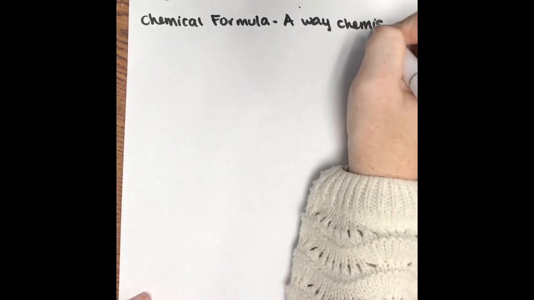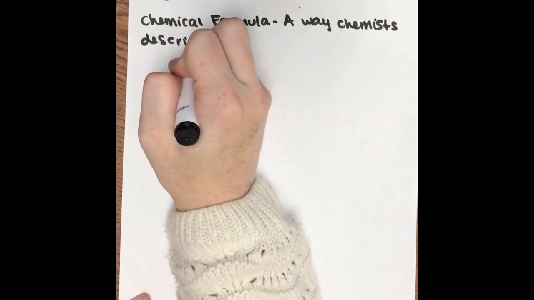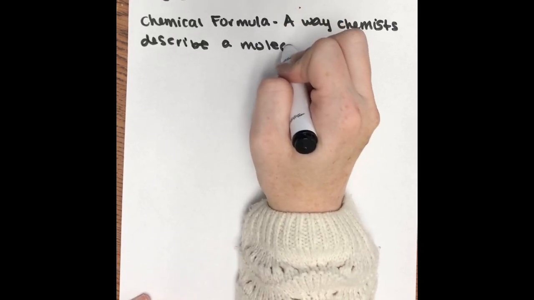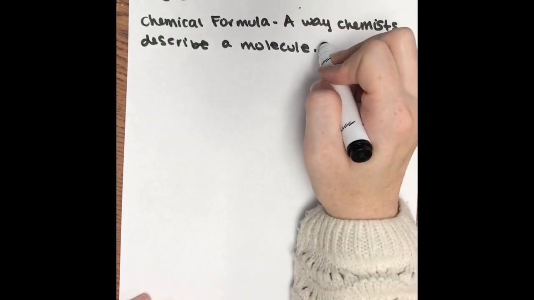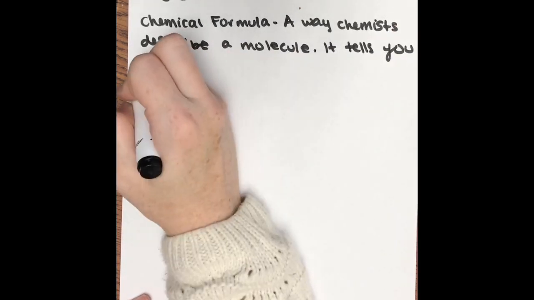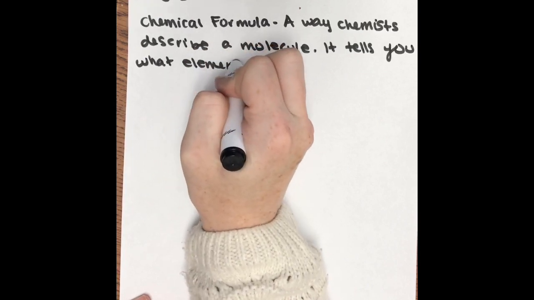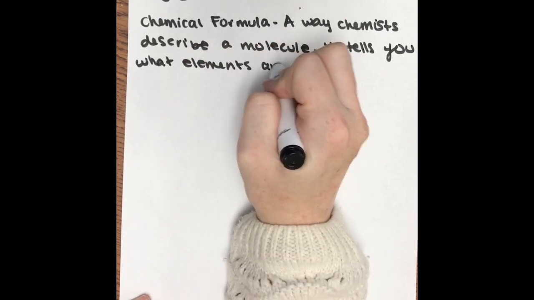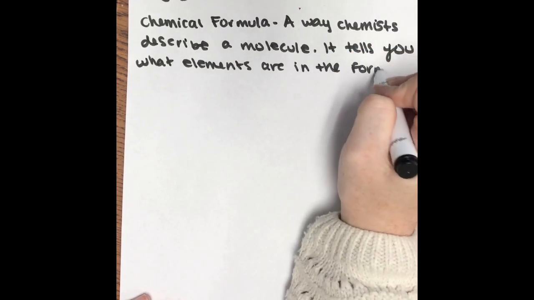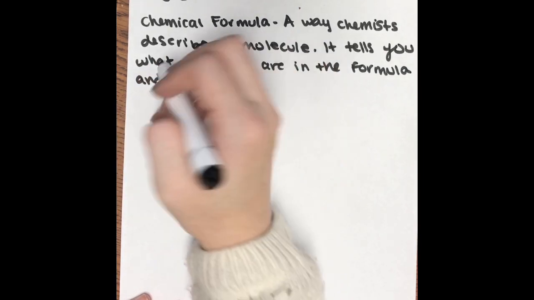Chemical formulas are a way that chemists describe a molecule, and it tells you what elements are in the formula and how many atoms of each element there are.